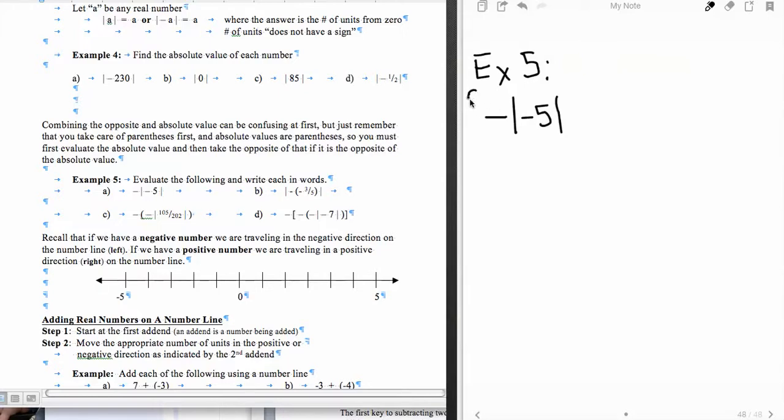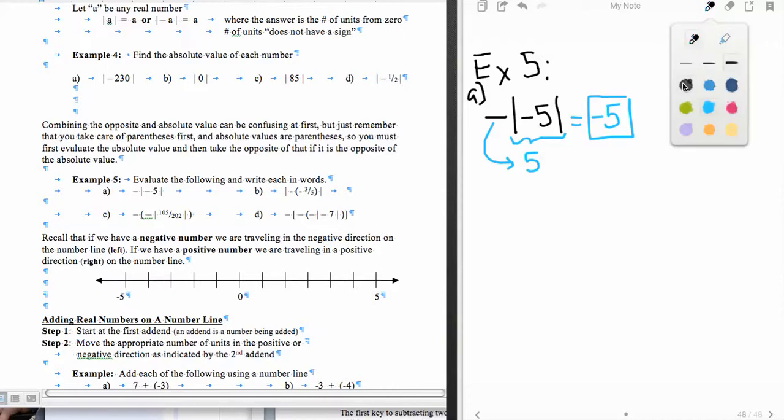It's really important that you understand how I read that. The first thing I'm going to do in order to do this problem is evaluate this. What's the absolute value of negative 5? Well, that, of course, is 5. And then that's going to say what's the opposite of 5. And so my final answer here is going to be negative 5. And that is the opposite of the absolute value of negative 5.